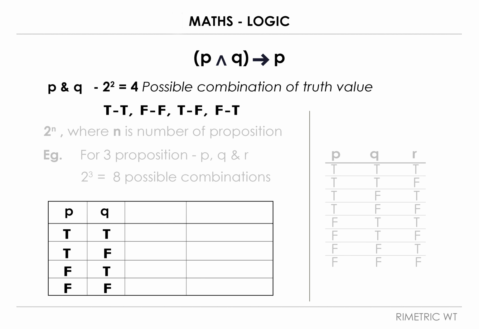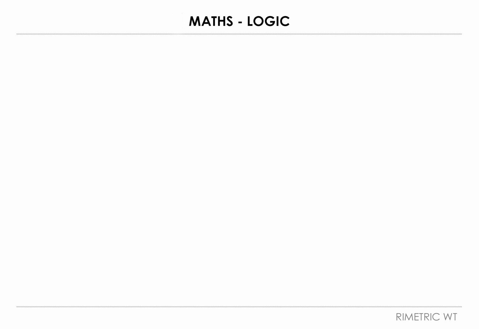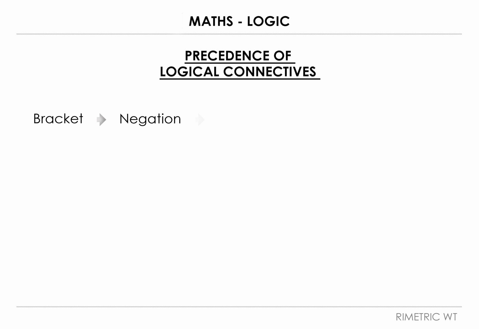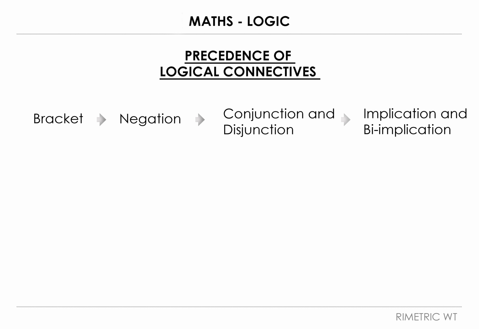Now, when we look at a complex statement like this, we have to be careful about the order of operations, just like we are in arithmetic. If there are no brackets to guide us, we follow a specific precedence of logical connectives. If there is a bracket, we'll do it first. After the bracket, we always apply negation first, followed by conjunction and disjunction. And finally, we handle implication and bi-implication.